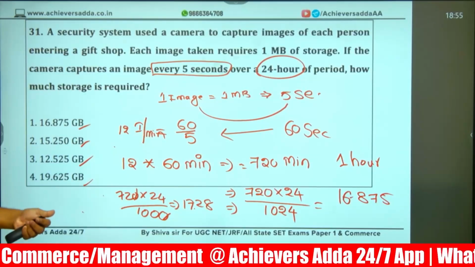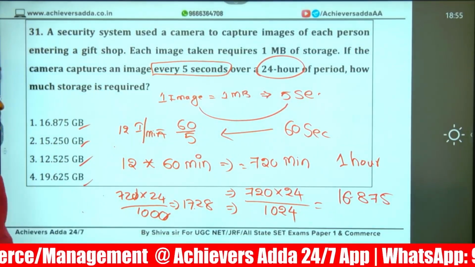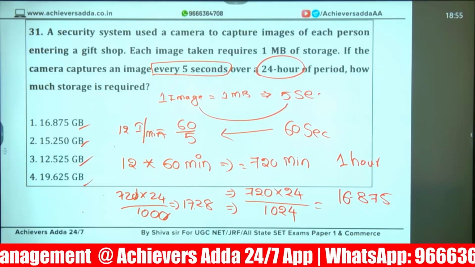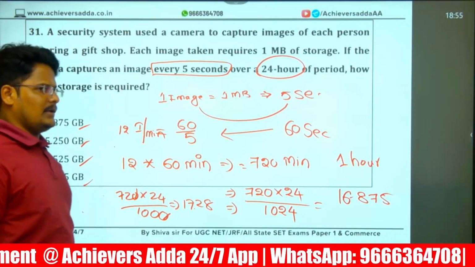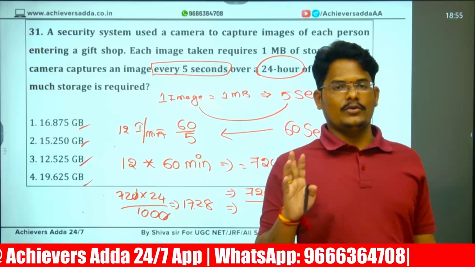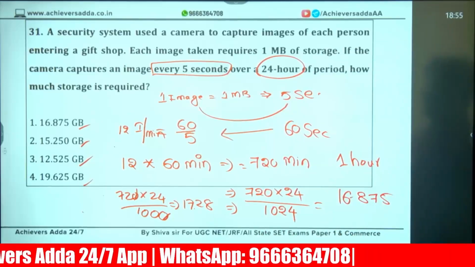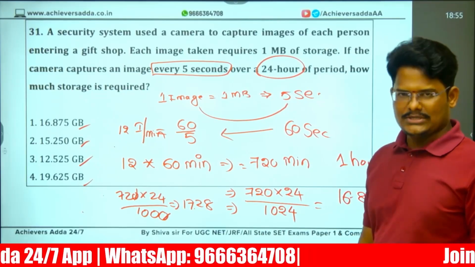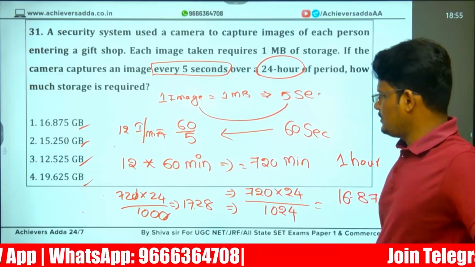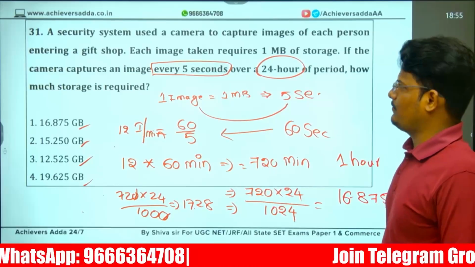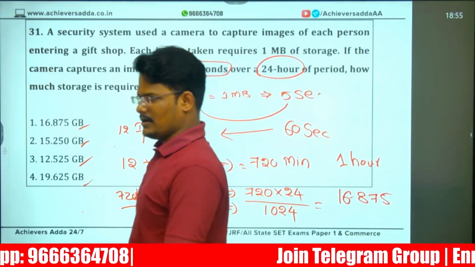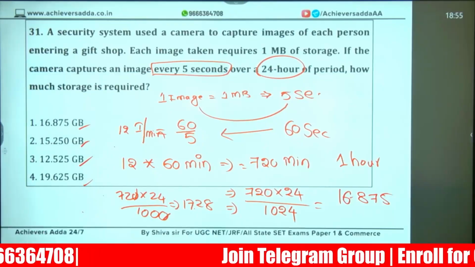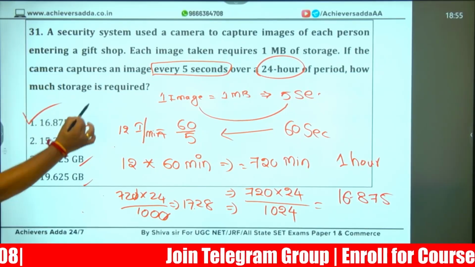So 17 answer is not there. As we removed, we can choose the lowest one, that is 16 nearby. If we keep 1000, but usually we have to keep 1024 only, as 1 KB equals 1024. And this is the calculation which we have to do. Understood? Any doubt in the calculation? First is correct, option 1.